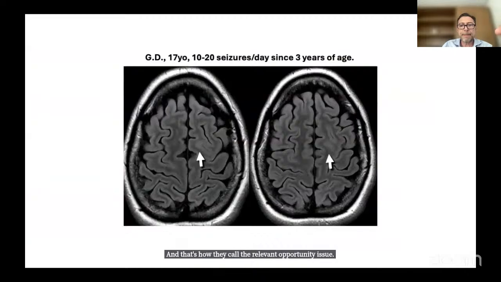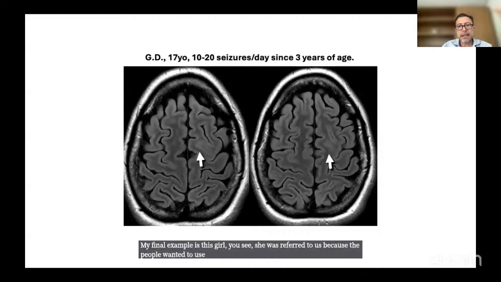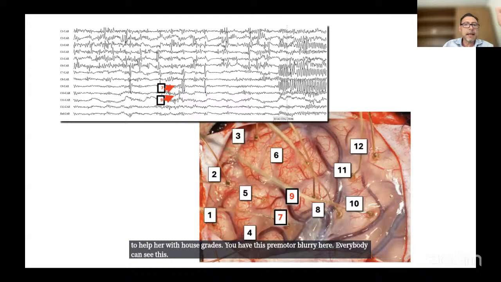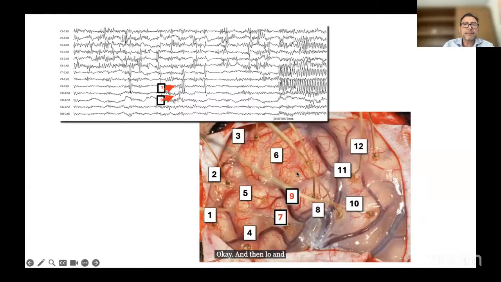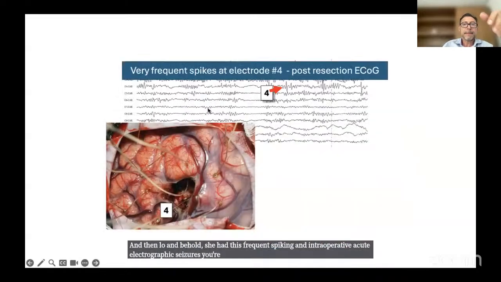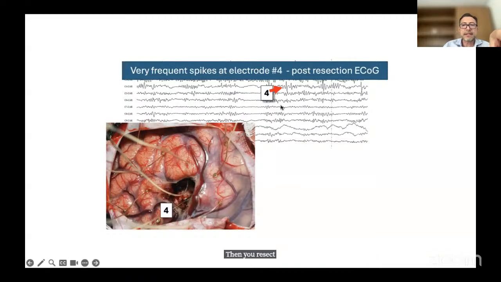My final example is this girl, you see. She was referred to us because the people wanted to use grids, and eventually they heard that we could perhaps try to help her without grids. You have this premotor blurry area here. Everybody can see this, okay? And lo and behold, she had this frequent spiking and intraoperative acute electrographic seizures you're seeing here, okay? Then you resect, and then you go back and you see some more spikes.